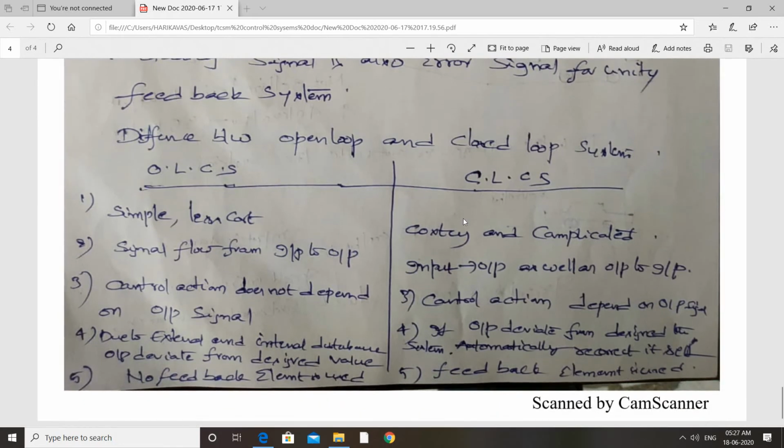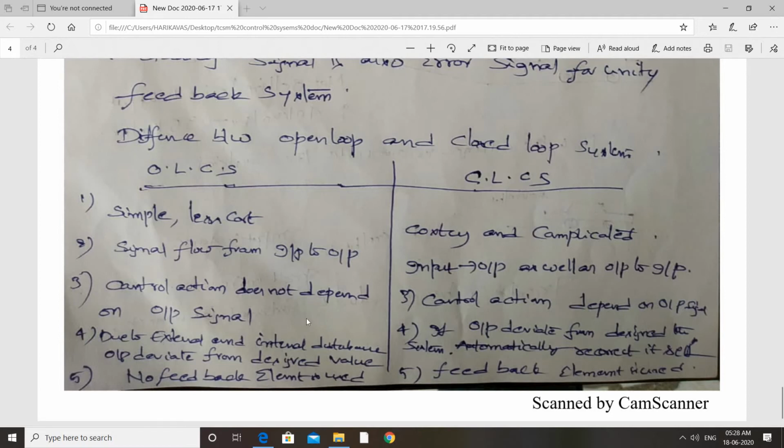So the fourth point is, due to the internal and external disturbances, the output deviates from the desired value in the open loop control system. But in the closed loop control system, if the output deviates from the desired value, immediately it automatically recorrects itself.